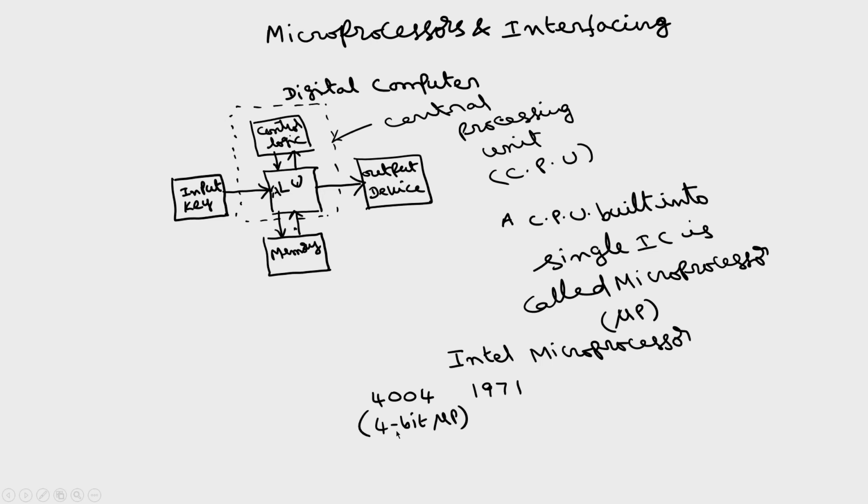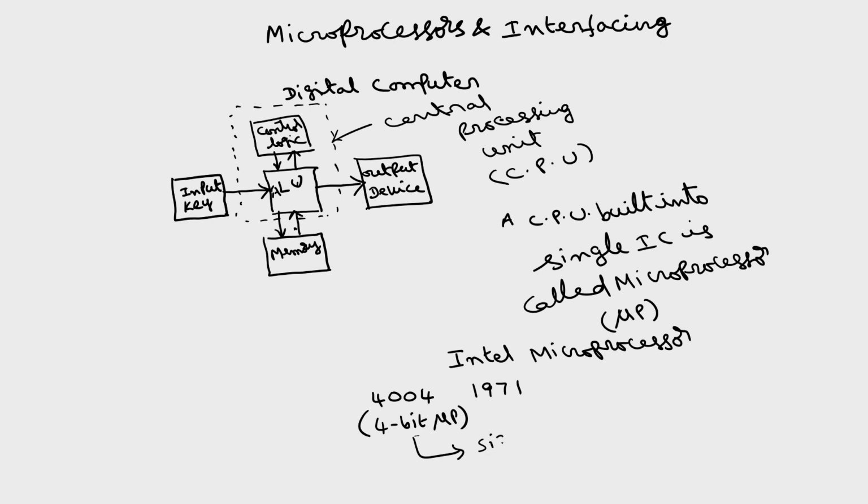What is the meaning of 4-bit, 8-bit, 16-bit, 32-bit microprocessor? This basically decides the size of the ALU. That is, if you want to perform addition of two 4-bit numbers, we can perform it in a single clock cycle using this 4004. If you want to perform addition of two 8-bit numbers, it requires 2 clock cycles and so on. This 4-bit microprocessor was first fabricated in 1971.